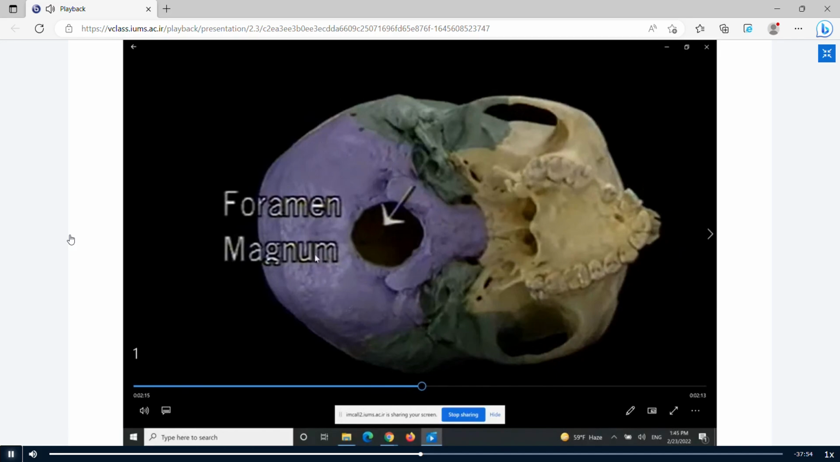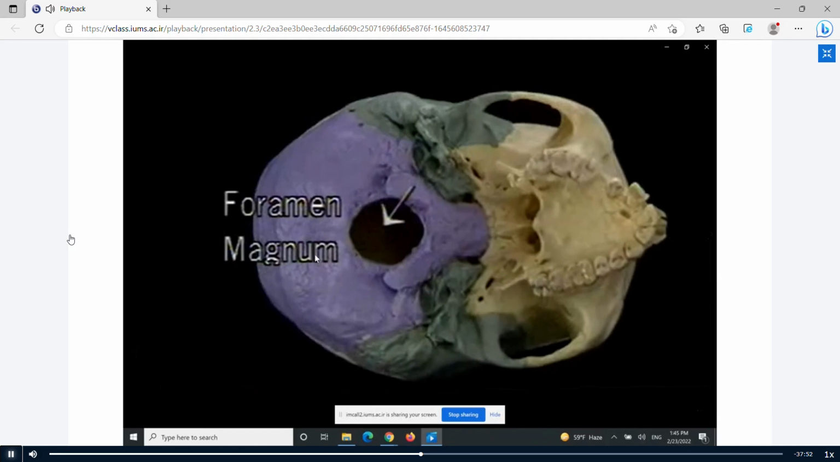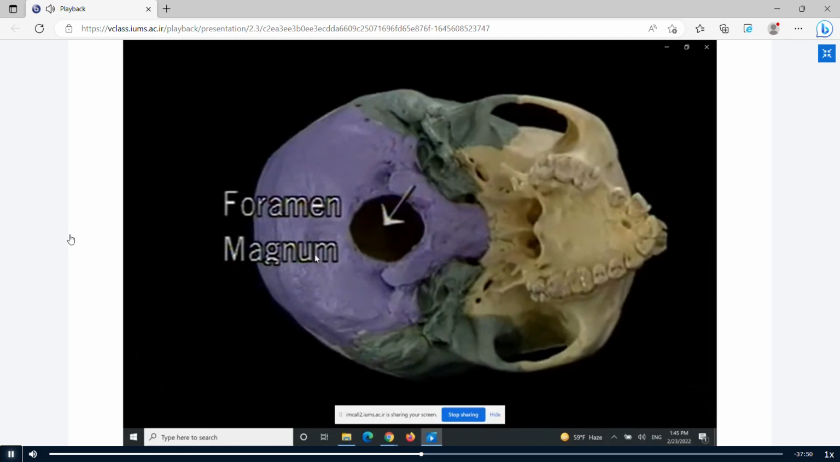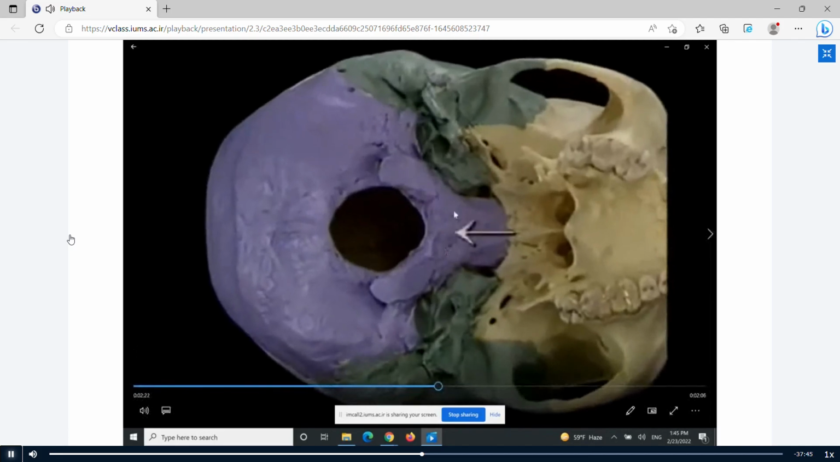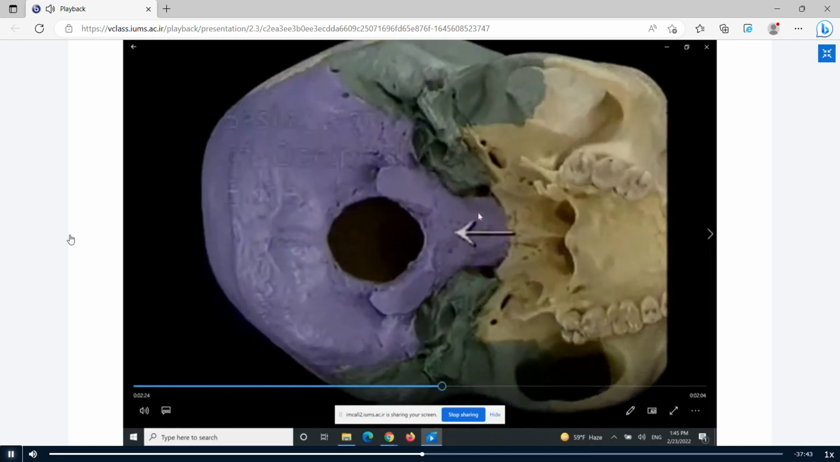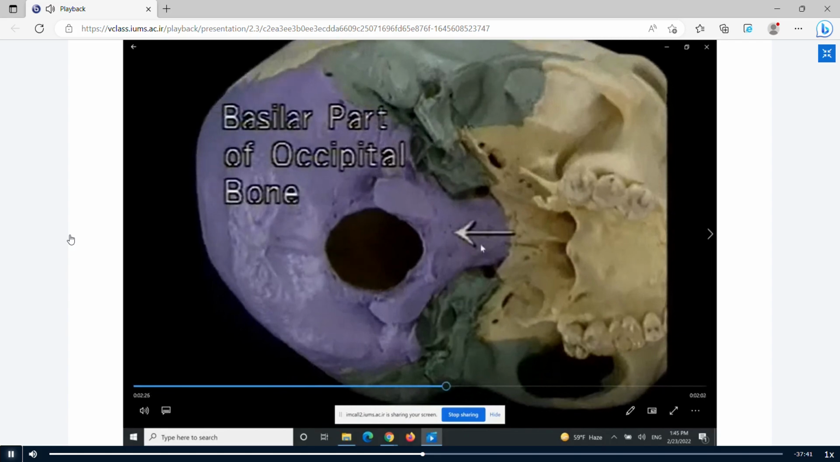The part of the occipital bone in front of the foramen magnum is called the basilar part, often referred to as the base of the occiput. The two temporal bones converge on it from each side. We'll look at them in a minute.